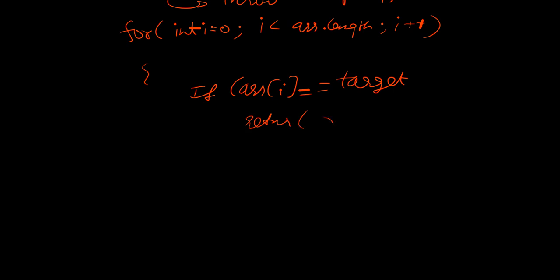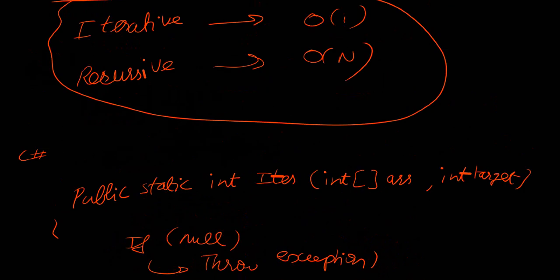I hope everyone now knows why the iterative one is O(1), because of the memory. So these are simple things, and we only need to think about the memory.